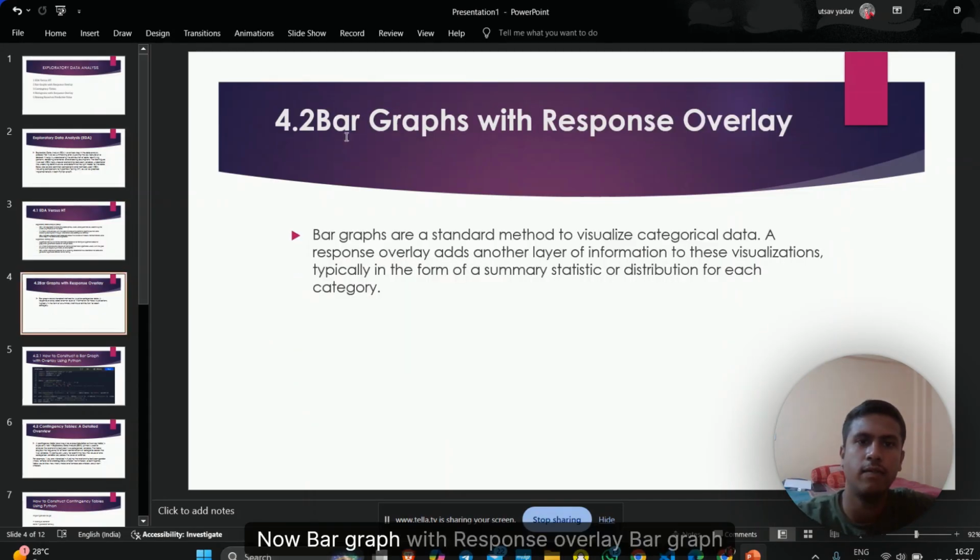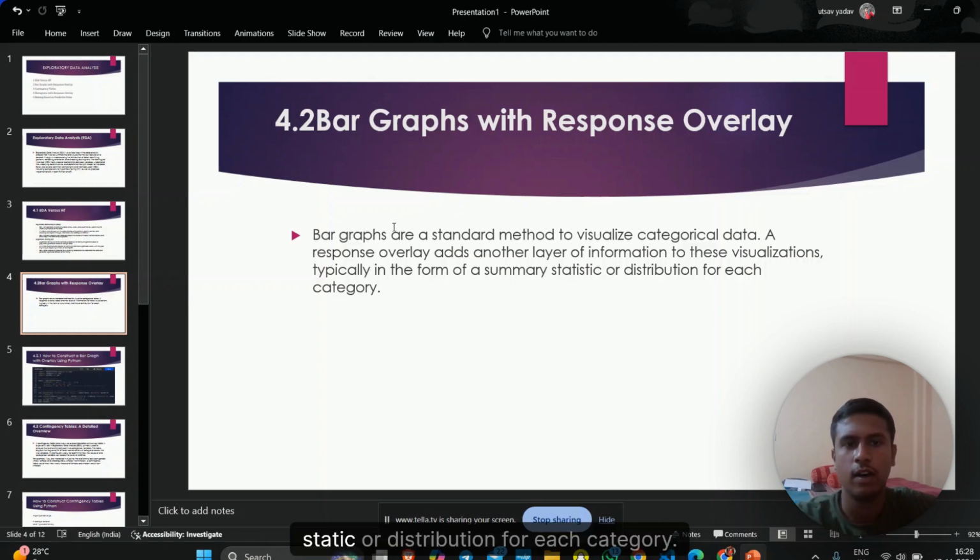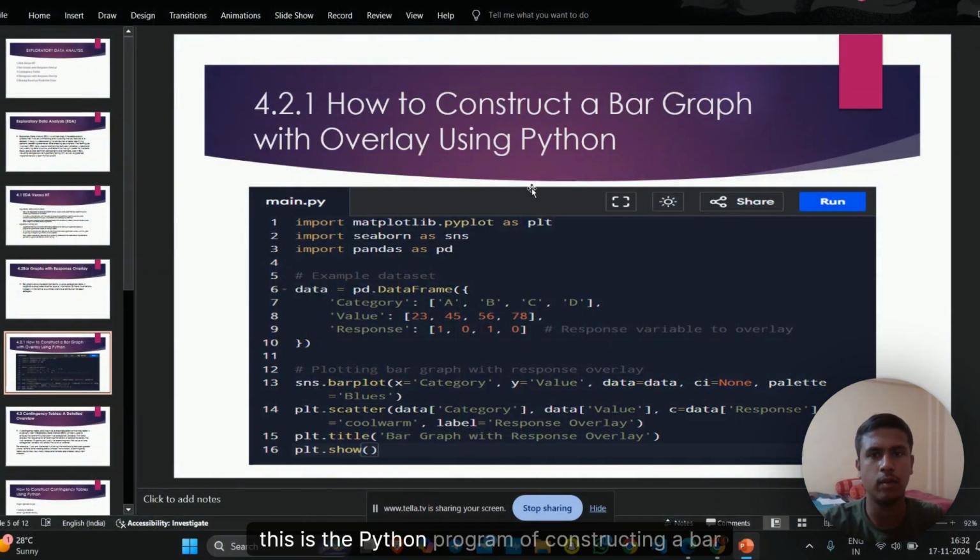Now, bar graph with response overlay. Bar graphs are a standard method to visualize categorical data. A response overlay adds another layer of information to this visualization, typically in the form of a summary statistic or distribution for each category. So, guys, this is the Python program for constructing a bar graph using the Python programming language.